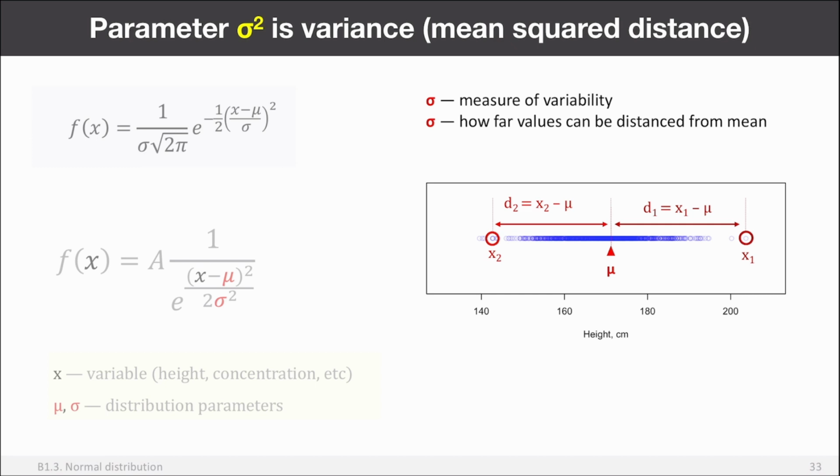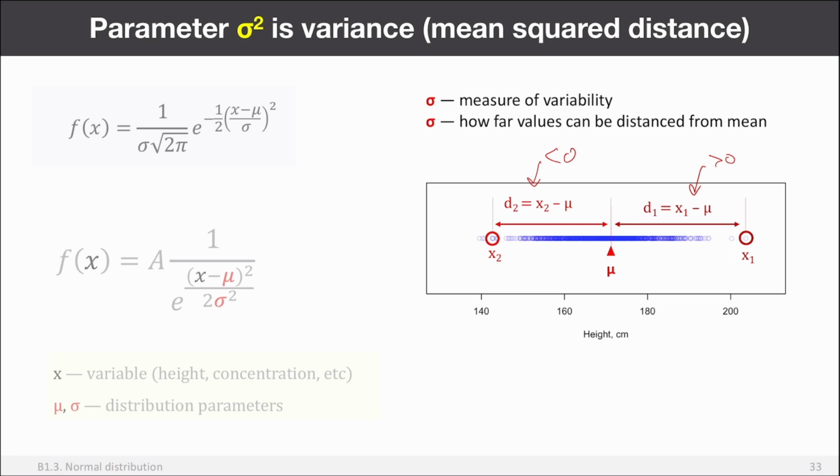The problem is that this distance will be positive, and this distance will be negative. So we cannot compute just the average distance because the average distance will be 0. But we are interested in magnitude, how far they are. We are not interested in this particular case in which direction they are distanced from mu. We are interested only in the distance itself. So therefore, to get rid of this sign problem, we simply square the distances. So we need to compute the average squared distance.